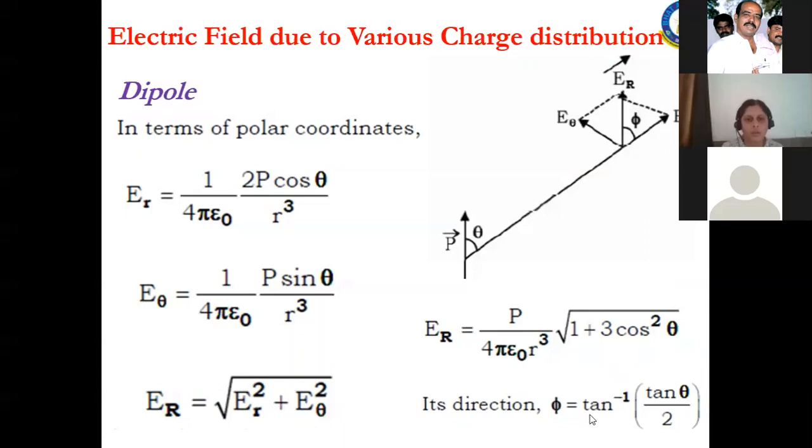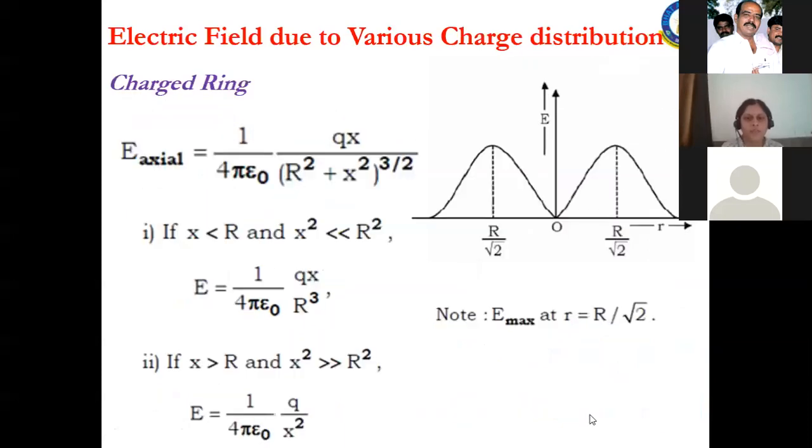So we'll move on to the next point, that is electric field due to a charged ring. If you consider a ring of radius r, then along the axis of the ring, the electric field is given by this formula: 1 by 4 pi epsilon naught into Q into x by (r square plus x square) to the power 3 by 2. Here x is any distance, r is the radius of the ring.